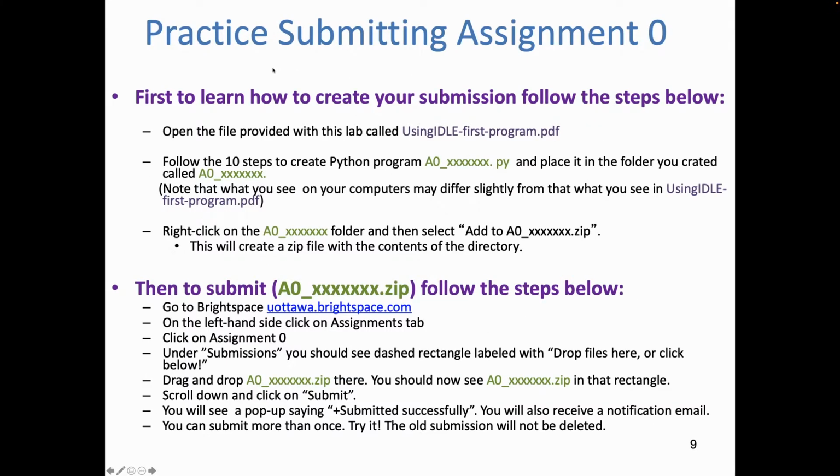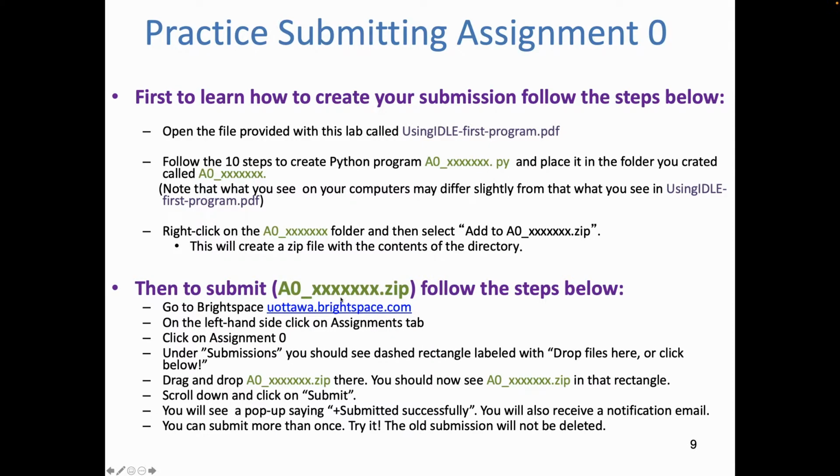Okay, today you'll need to practice submitting assignment 0. So actually for every assignment, you need to submit a zip file. And the zip file should be named as A0. A0 means assignment 0. A0 underscore, and this part is your student ID. If you submit assignment 1, then this part is A1 underscore student ID.zip.